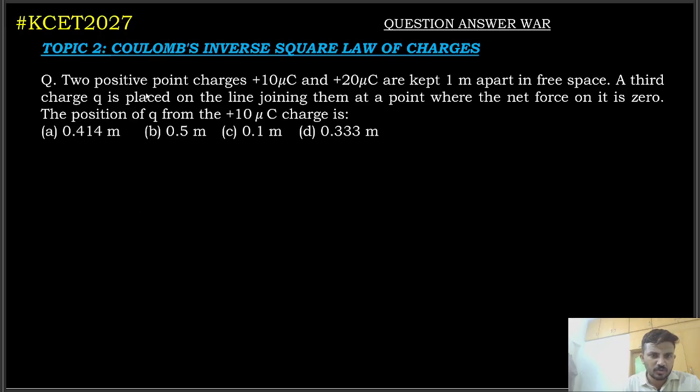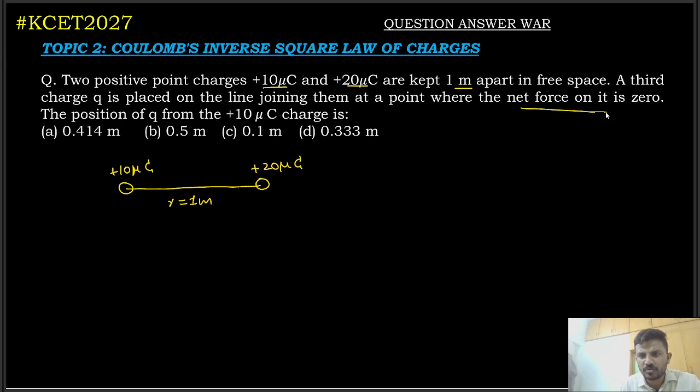So next we have two positive point charges, 10 microcoulomb and 20 microcoulomb, 1 meter apart in free space. So here we have 10 microcoulomb positive and plus 20 microcoulomb positive. They are separated by r is equal to 1 meter apart in free space. A third charge small q is placed on the line joining them at a point where the net force is 0. The position of q from the 10 microcoulomb is.